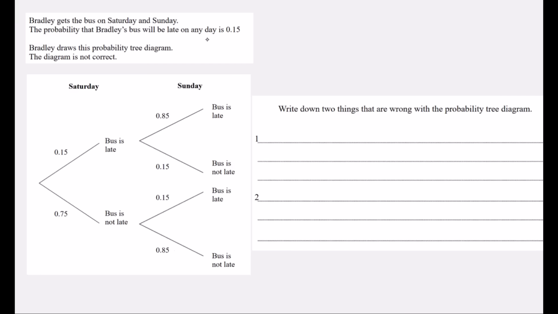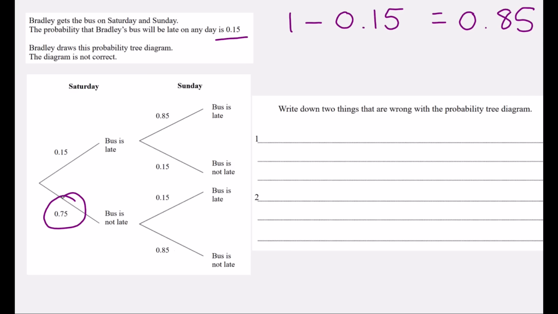So the bus probability of being late is 0.15. The probability of not being late should be 1 minus 0.15, which is 0.85. So we can see for not late on Saturday should be 0.85. The probabilities have to add up to a whole number, to one whole, to 1.